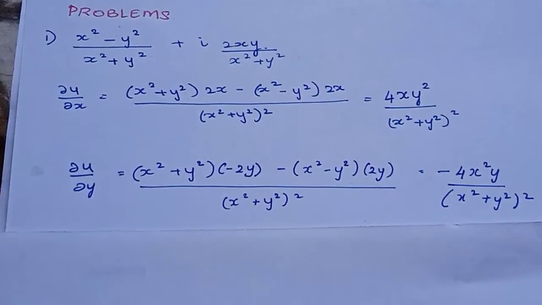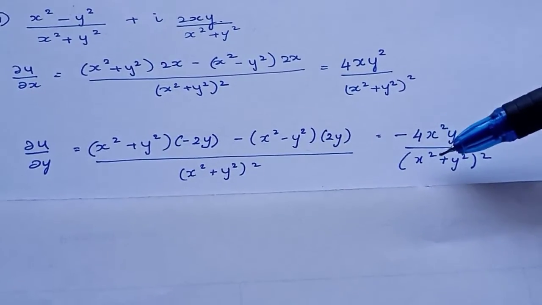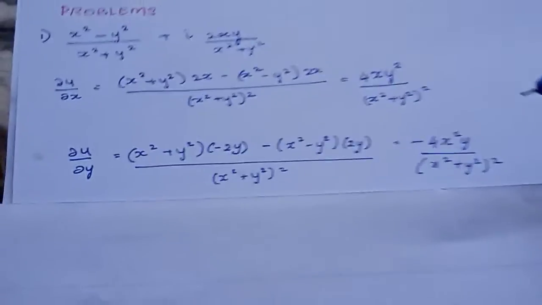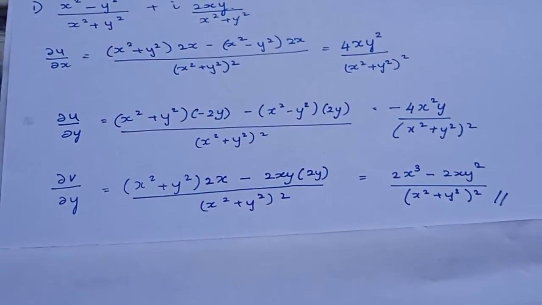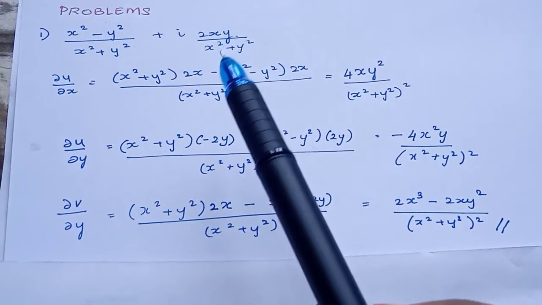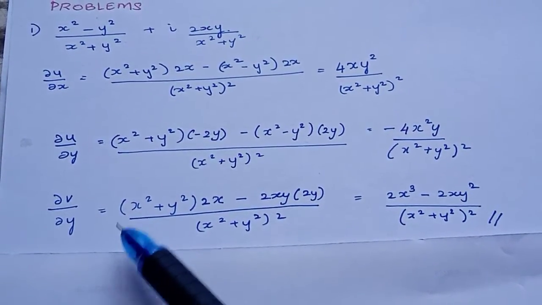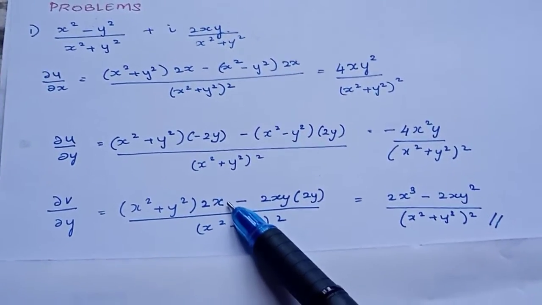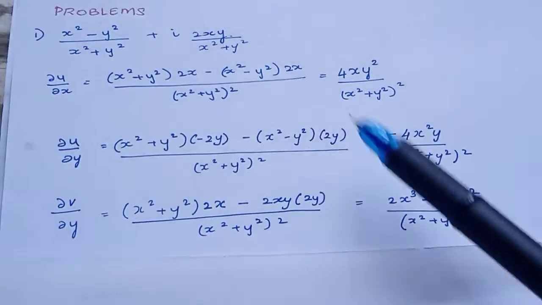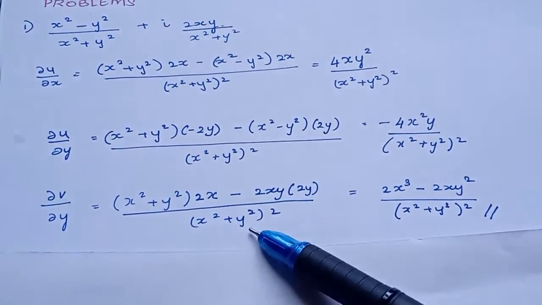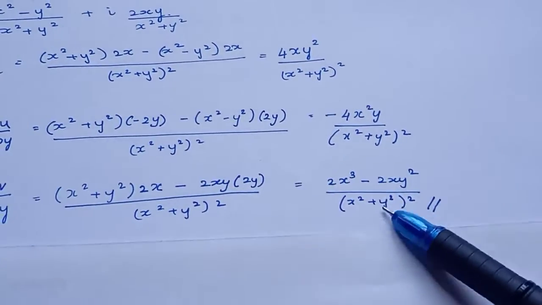Next, you have to differentiate u with respect to y. Same thing, use the quotient rule. You get the answer minus 4x square y over x square plus y square the whole square. You shouldn't stop here; you have to partially differentiate v with respect to x and y if necessary. So v is nothing but 2xy by x square plus y square. We partially differentiate v with respect to y. That will be the denominator into derivative of numerator, that is 2x, minus 2xy into differential of the denominator, that is 2y, divided by denominator whole square, which gives the answer 2x cube minus 2xy square by x square plus y square the whole square.